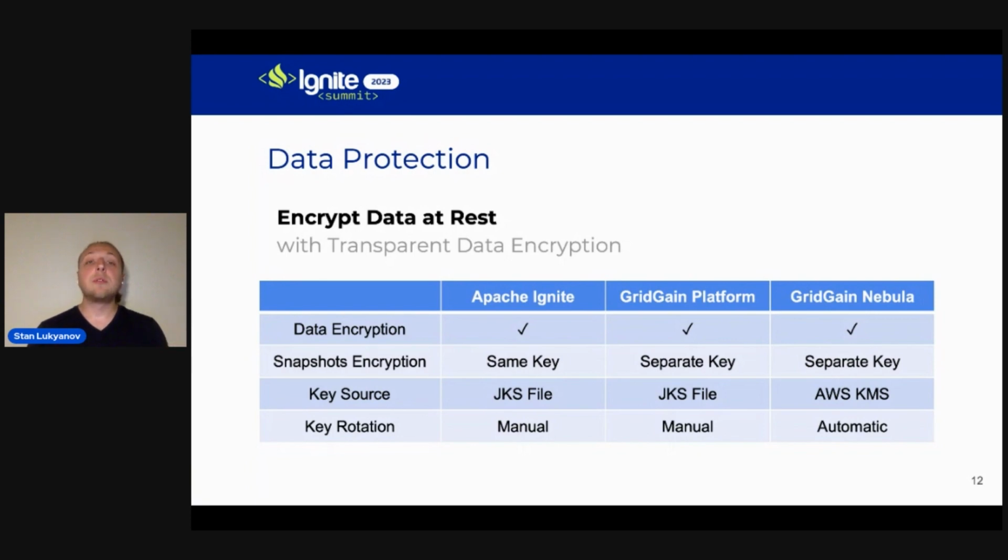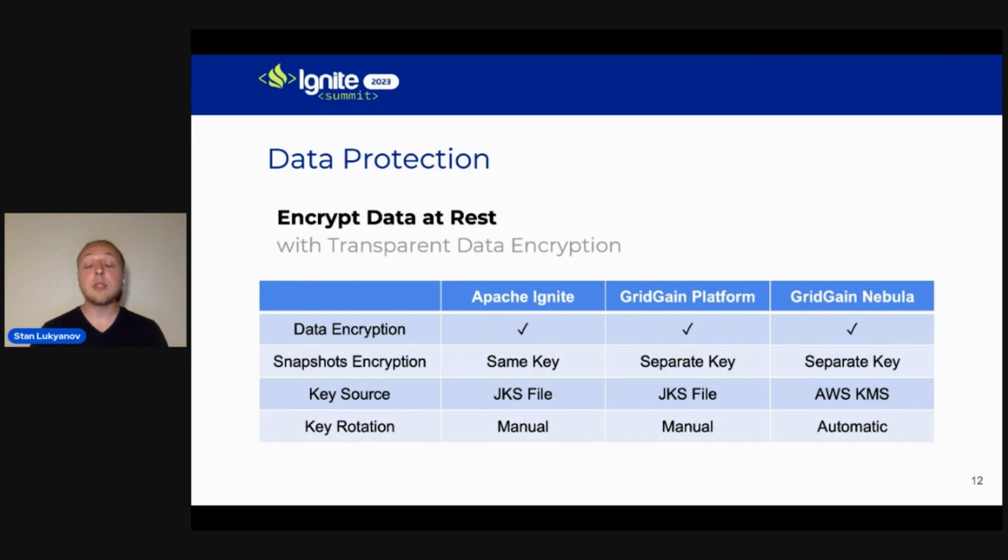So the main feature to consider here is transparent data encryption, which is available in both Ignite and GridGain. Transparent data encryption is encryption of data at rest that is, as the name suggests, fully transparent to your application. Once it's enabled, the application still works in exactly the same way. Key-value access, SQL access, indexes, they all can still access the same data, and the data will be automatically encrypted and decrypted as needed.